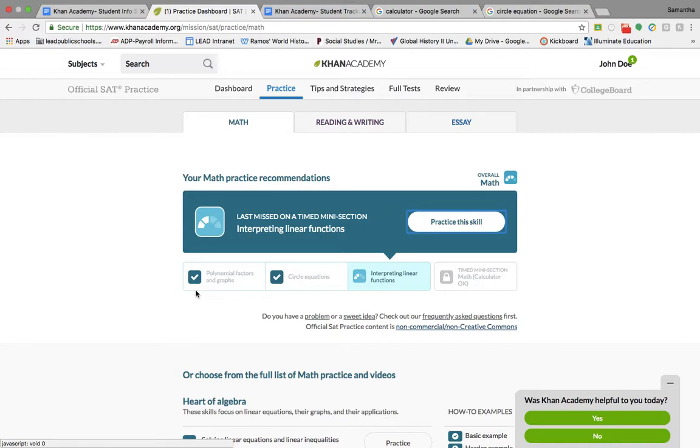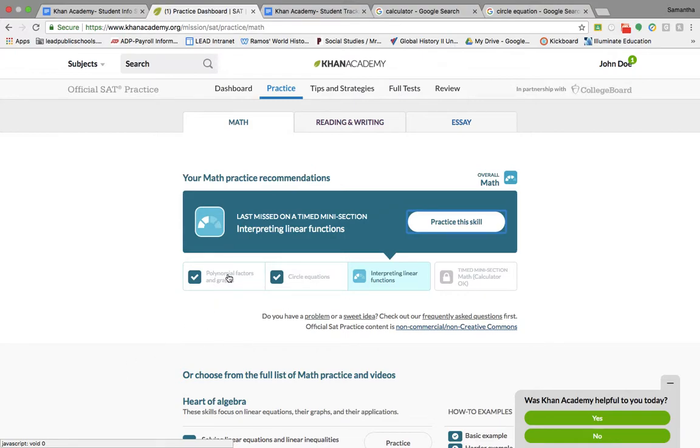But step number 5 also says that I can start with whatever skill I want to first that I've written down. Maybe I know circle equations are not something I'm good at, so I want to practice those last. Well, I can practice that last. I don't have to practice it first. I don't have to go in the order it appears here.